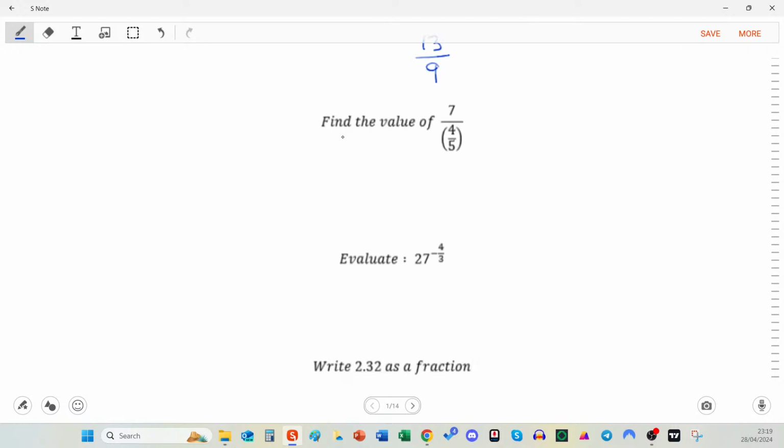Find the value of 7 over 4/5. Now this is a bit of a structure. It's a fraction in a fraction, right? And a fraction in a fraction can put you off a bit. But you need to look at this sign, like the major division, as a division. So we're talking 7 divided by, and then this thing here. Now we're going to employ our little friend, the reciprocal here.